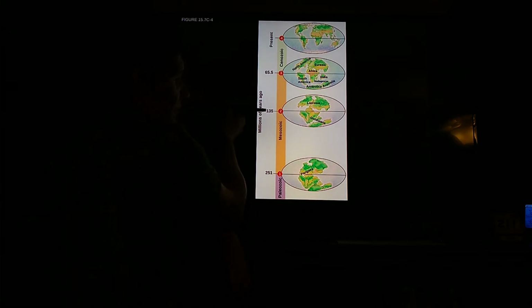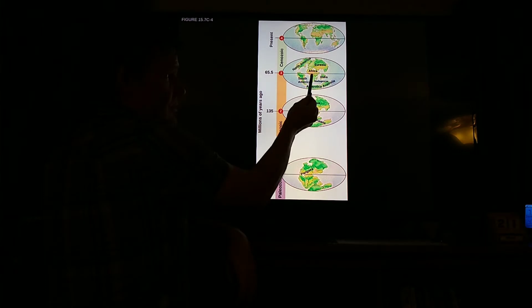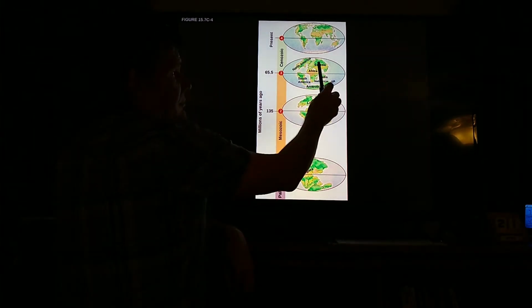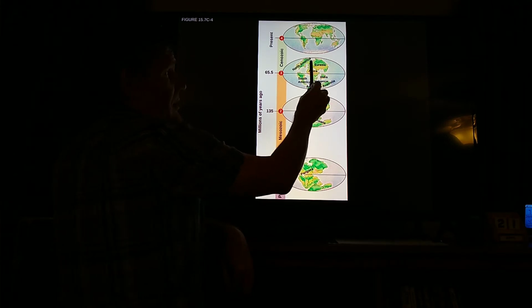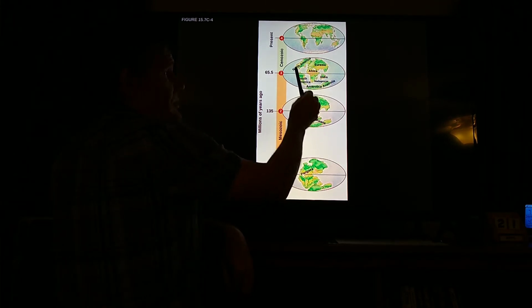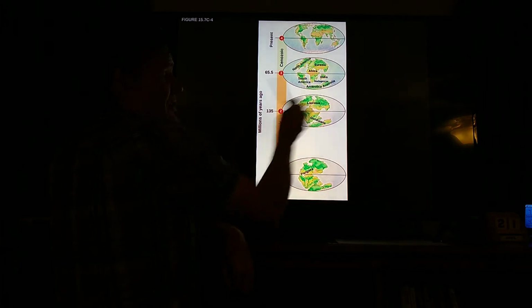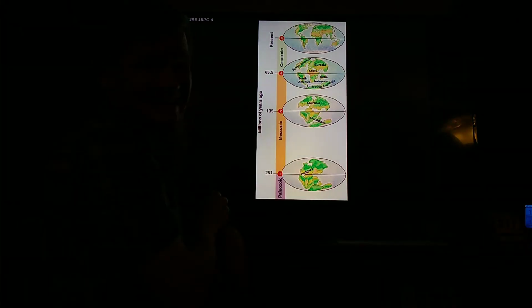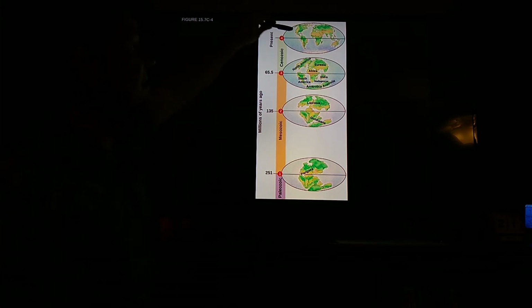If we move from 135 million years ago to about 65 million years ago, we're finally seeing geography that's close to what we recognize today. Europe and North America are still connected here. North and South America aren't connected to each other yet. And India is an island. And then we move to present-day geography, which is what we recognize.